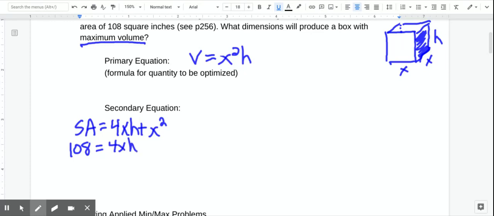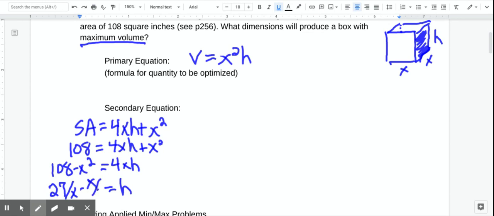So what we want to do is solve the secondary equation for one of our variables, and it's going to be a lot easier to solve for h. So that's what I'm going to do. I'm going to divide both sides by 4x, which gives us 108 divided by 4 is 27, minus x over 4. I think that's right. So h equals 27 over x minus x over 4.